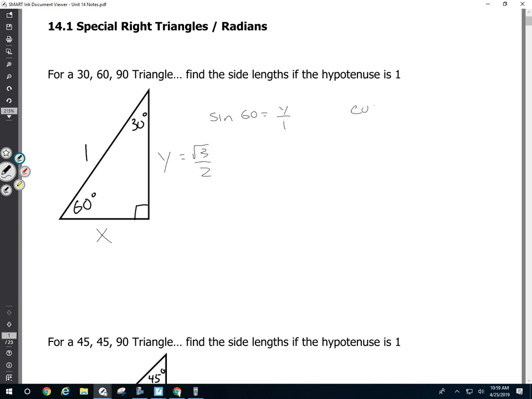Then the cosine of my 60 degrees will equal the adjacent over the hypotenuse. That's easy because the hypotenuse is just 1. I just type in the cosine of 60 degrees, and I get that x is 1/2.